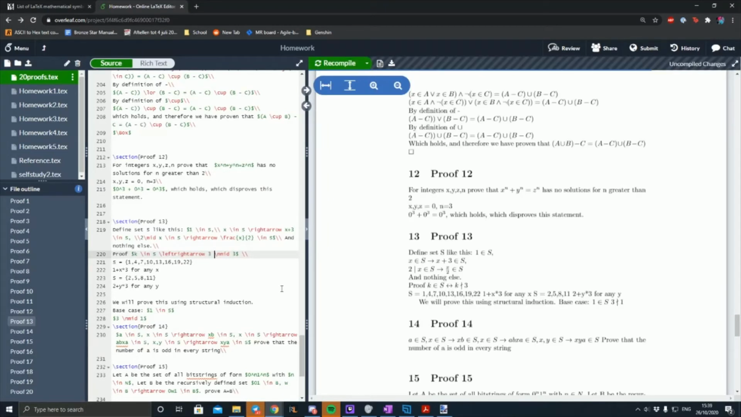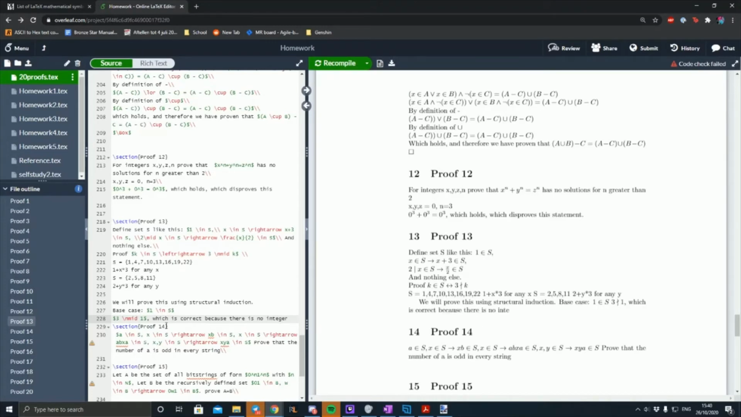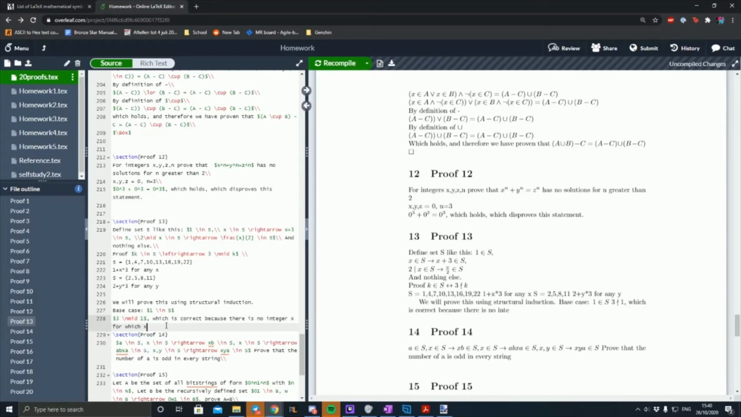We have to prove that 3 does not divide k, because otherwise k could only be like 1 and 3. I think, is the rest correct? Yeah, if 2 divides x, then half of it. Okay. So we prove that 3 does not divide 1, which is correct because there is no integer, let's say x, for which x times 3 is 1.